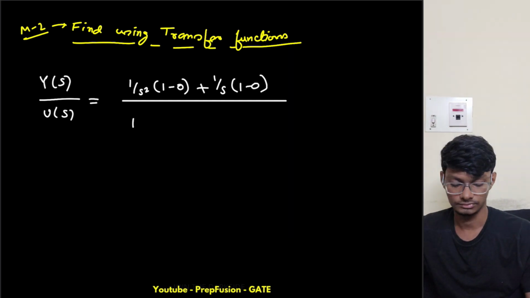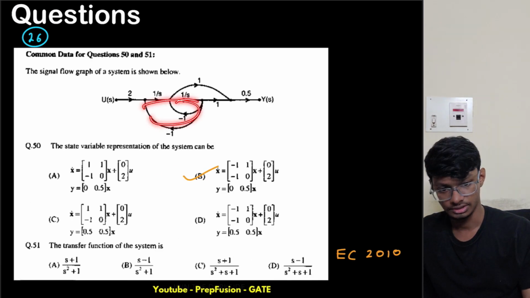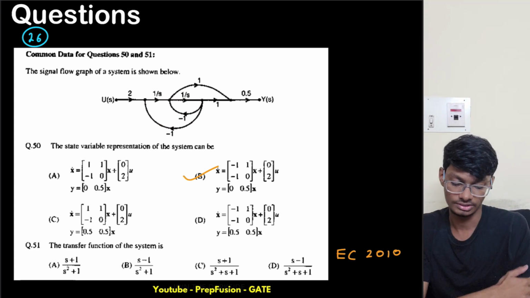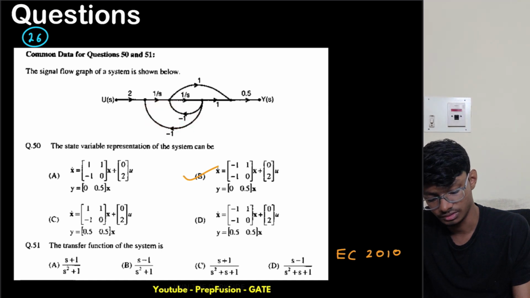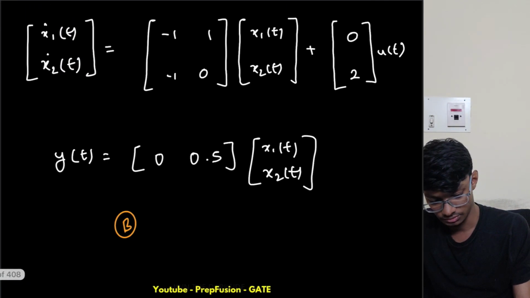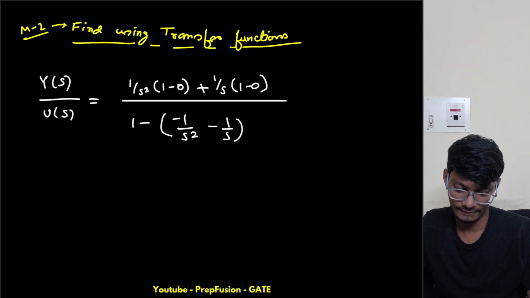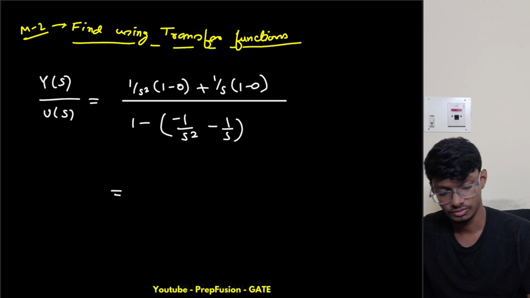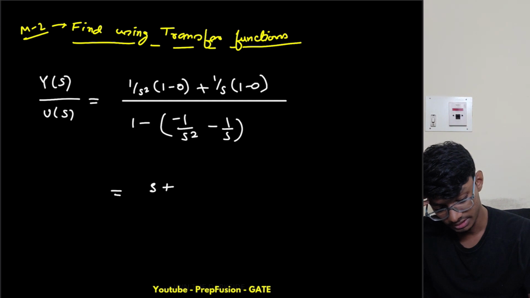So what is my determinant basically? This is 1 minus the loop gains. This is one of the loops and this is another loop. Is there any non-touching loop? We have only two loops and they are touching each other. So the loop gain is 1 by s times minus 1, so minus 1 by s square, and this is minus 1 by s. So if I multiply s square in both numerator and denominator, what do I get? Here this is 1 and this is s plus 1, and the denominator is s square plus s plus 1.